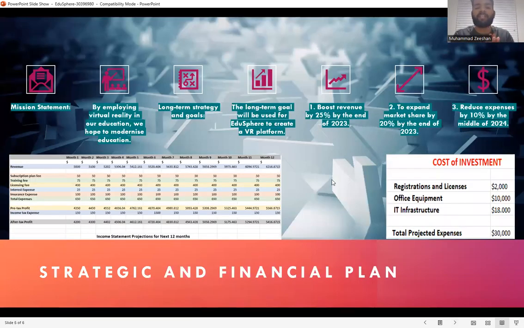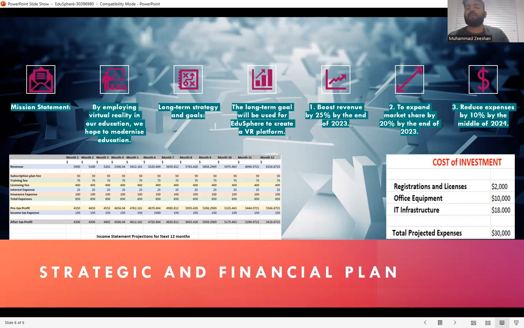Here is the strategic and financial plan. So what's the mission statement? The mission statement is that by employing virtual reality in our education, we hope to modernize education. As for the long-term strategy and goals, the long-term goal for EduSphere is to create a virtual reality platform, boost revenue by 25% by the end of 2023, expand market share by 20% by the end of 2023, and reduce expenses by 10% by the middle of 2024.